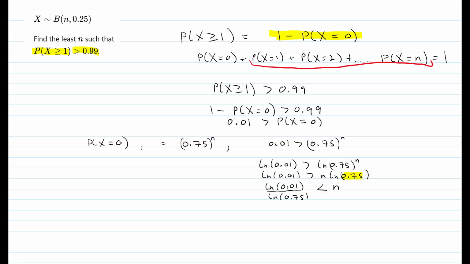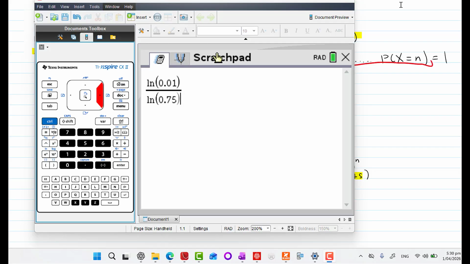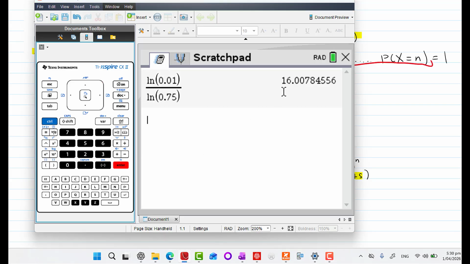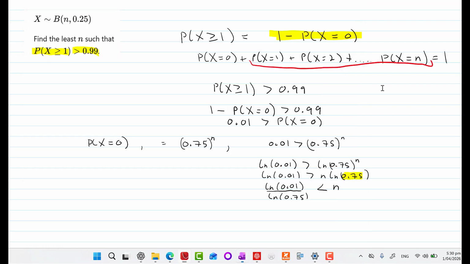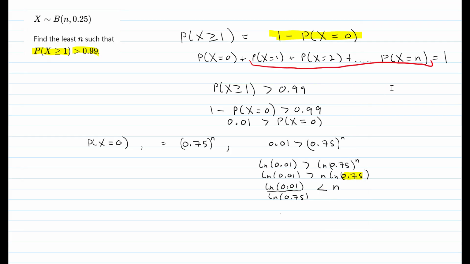So we'll bring our calculator up. Okay, so we've got it in there, natural log of 0.01 divided by natural log of 0.75, and that is equal to 16.0078. So we'll write that in. So that is 16.0078, and n must be greater than that number.